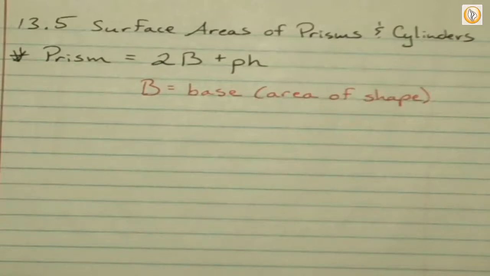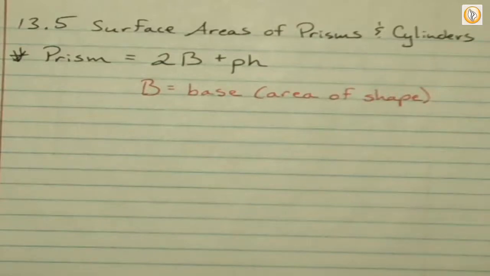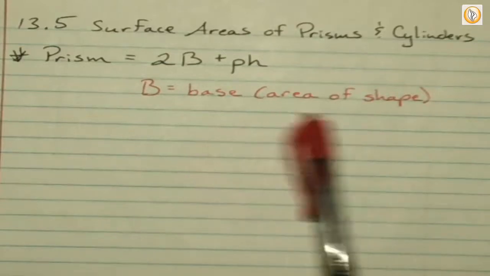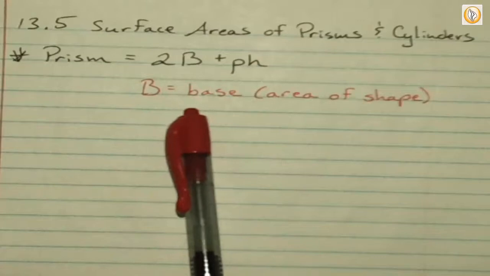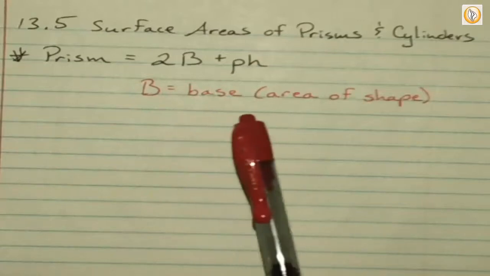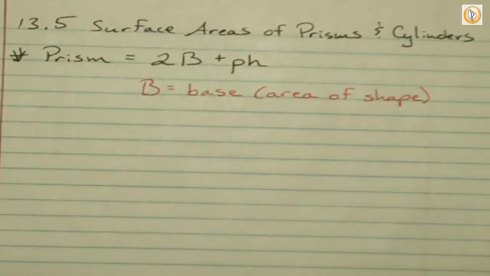If the base is this, that shape is a rectangle. So we would do the area of a rectangle. So this is the part that's going to change depending on your picture, on your object. It's not just base. What does that mean? Well, that means you're looking for the area of that shape.